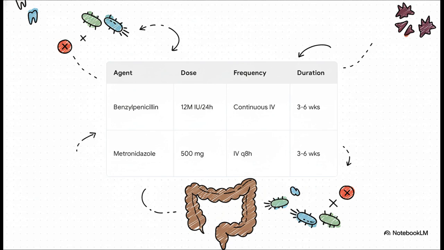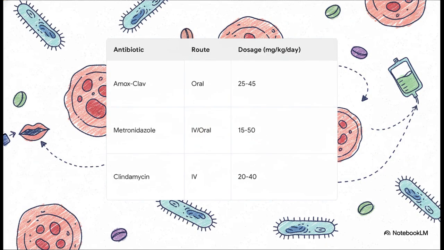And just look at the duration, we are talking 3 to 6 weeks of IV therapy to make sure it's gone for good. Now in kids, the principles are pretty much the same, but of course the drugs and doses are adjusted for weight. Amoxicillin-clavulanate, metronidazole, and clindamycin are the mainstays, trying to find that balance between efficacy and potential side effects in a younger patient.